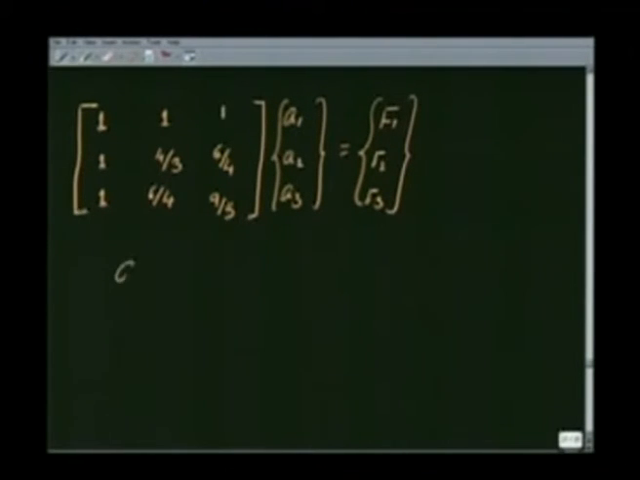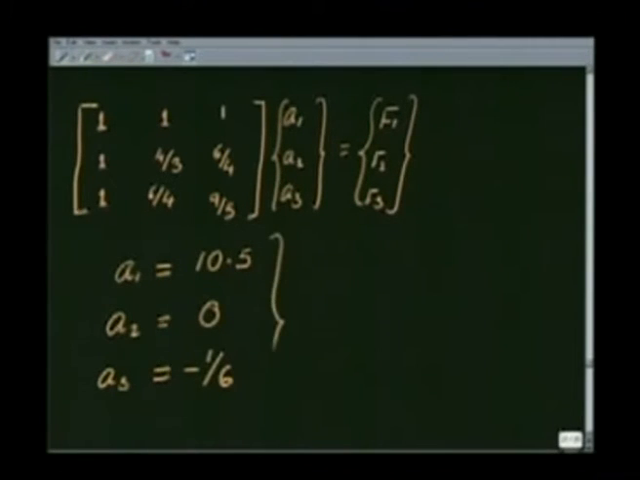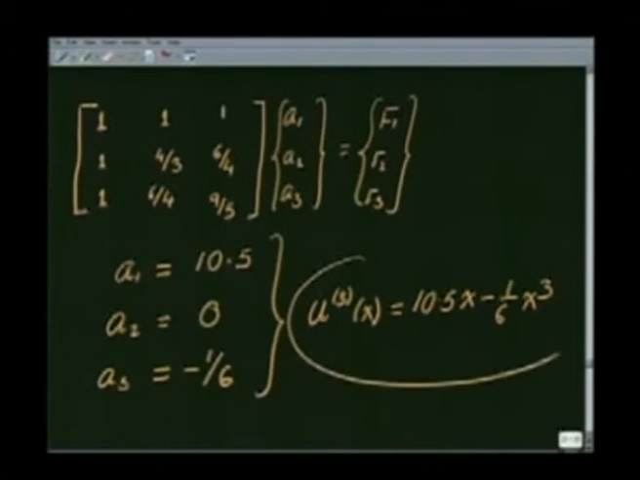We will end up getting the coefficients A1 is equal to 10.5, A2 is equal to 0, and A3 is equal to minus 1 by 6. So our u3 of x will be equal to 10.5 x minus 1 by 6 x cubed, and you will see that this is the exact solution of this problem.